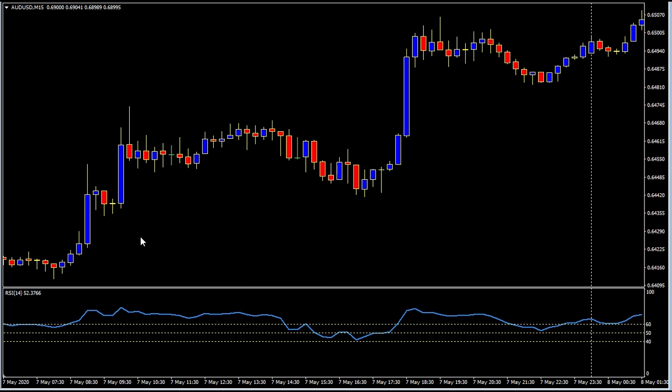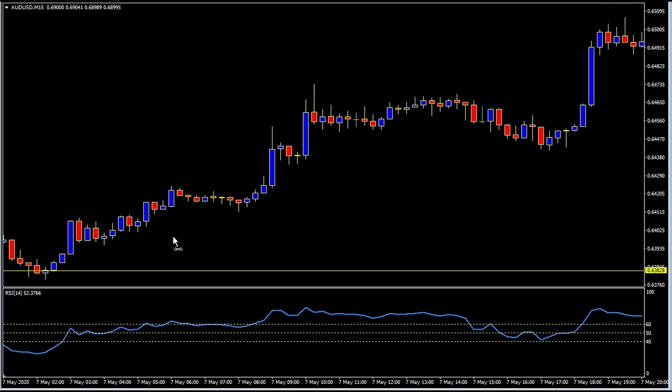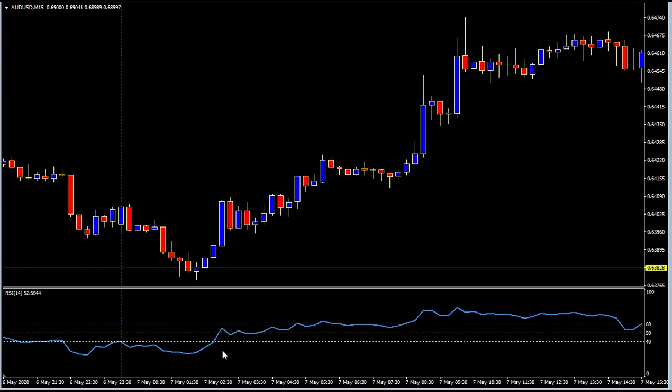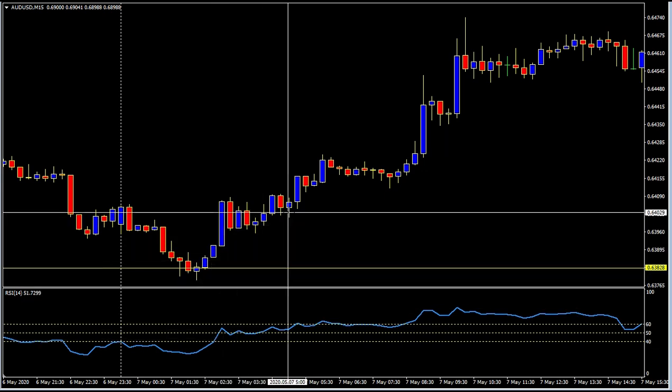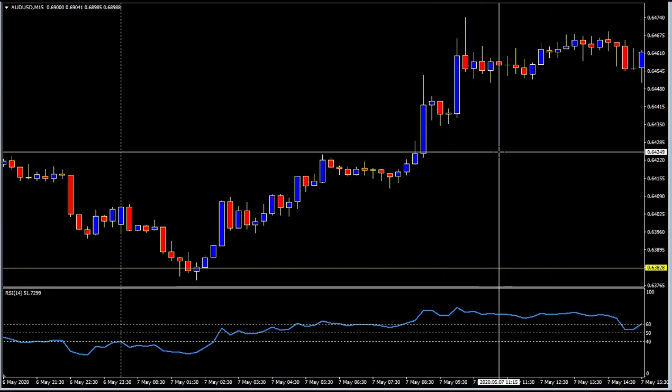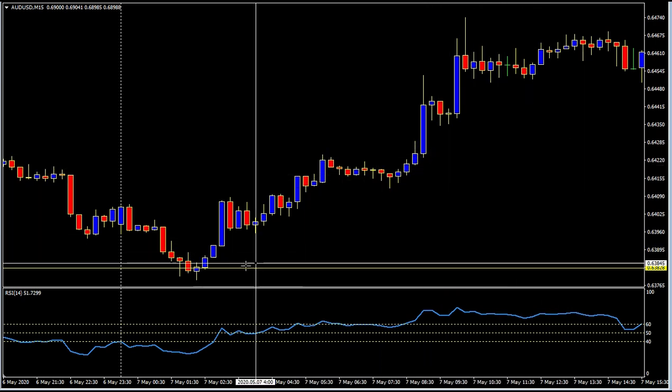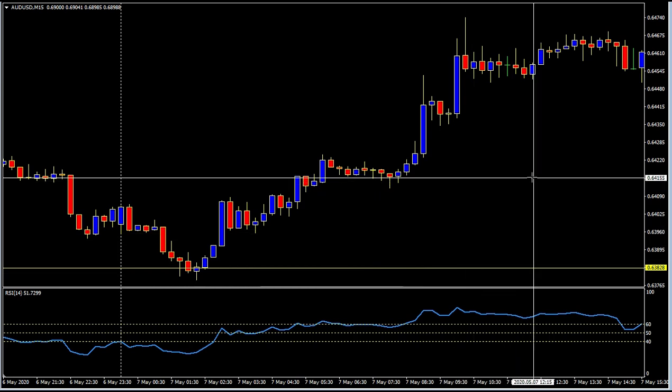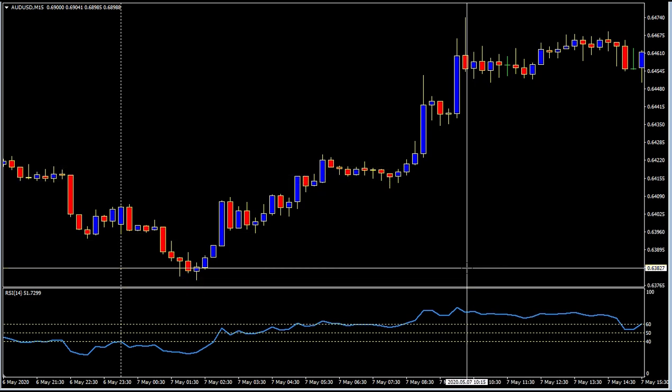Now here what we do, we look for the RSI to cross the 40 level to buy. Okay, so here we go and buy, but where are we going to exit? Now even this doesn't work all the time, so you need a secondary indicator.